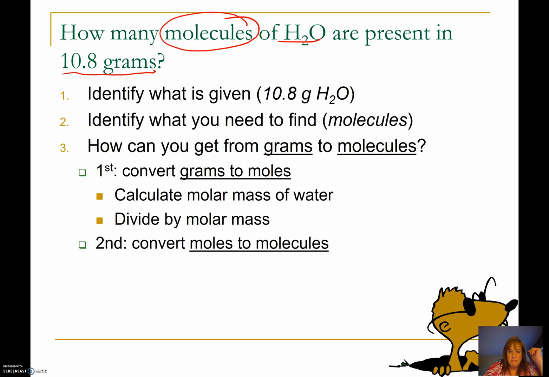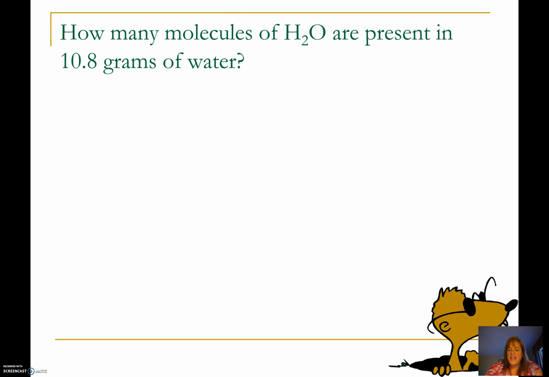If you're wondering, the second thing we're going to do, now we'll have moles. So once we divide by molar mass, we're going to have some moles of water. So now I can go from moles to molecules. And remember, when you have moles, you multiply. So we're just going to multiply by 6.02 times 10 to the 23rd. See, not too bad. So let's try it.